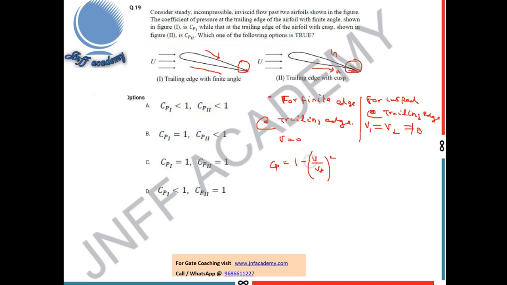V is 0 at the trailing edge, right? In case of a finite angle aerofoil, V is 0. So this entire term will become 0. So Cp will become 1, right?